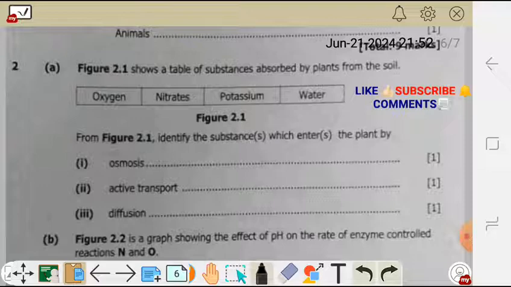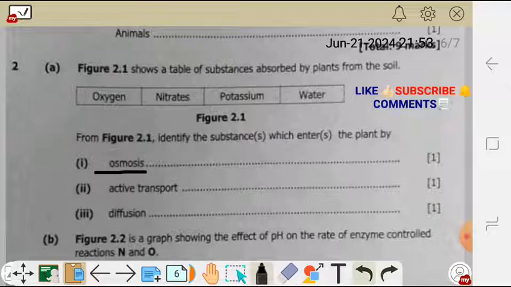Okay, so here they're asking us, they have first told us that all these substances we are seeing here are absorbed by a plant from the soil. Which are these? We have oxygen, nitrate, potassium, and water. So they are saying they are absorbed from the soil. So from those ones which are on that figure there, which ones are absorbed by osmosis? You just select the answers you have been given. Which one among those is absorbed by osmosis, active transport, or diffusion?